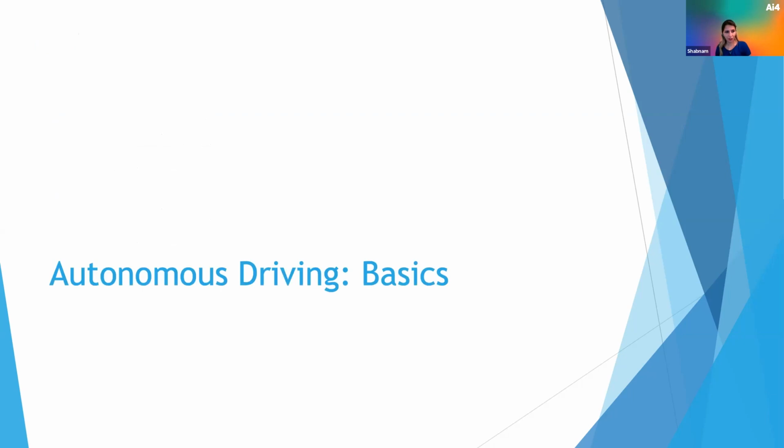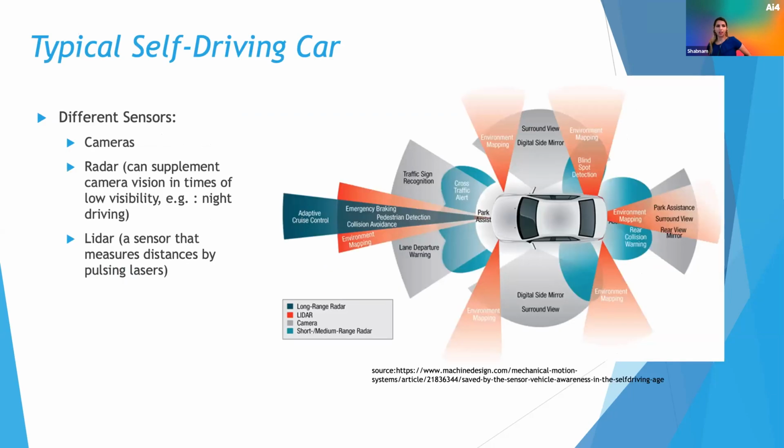Okay. The first one is autonomous driving. How do we design an autonomous car? The slide that you see here is a typical self-driving car. It has several sensors.